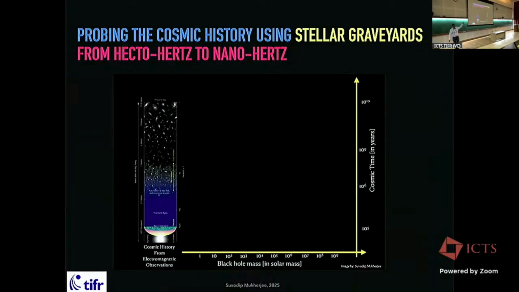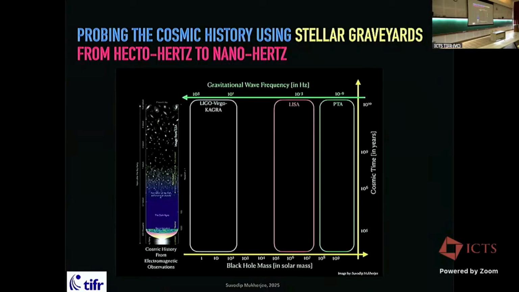Okay, so we'll use this particular diagram to go through the talk. If I put some detectors over here, these are the bands which you see by LIGO. These are the bands we see by PTA as we speak. There are observations being made, and in future, other bands will open up.